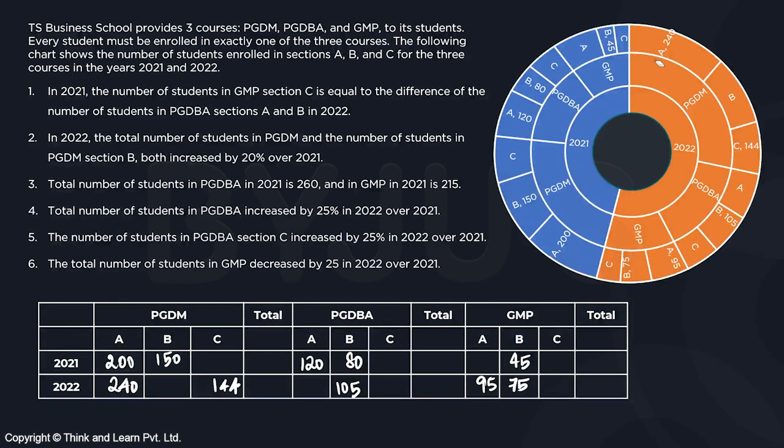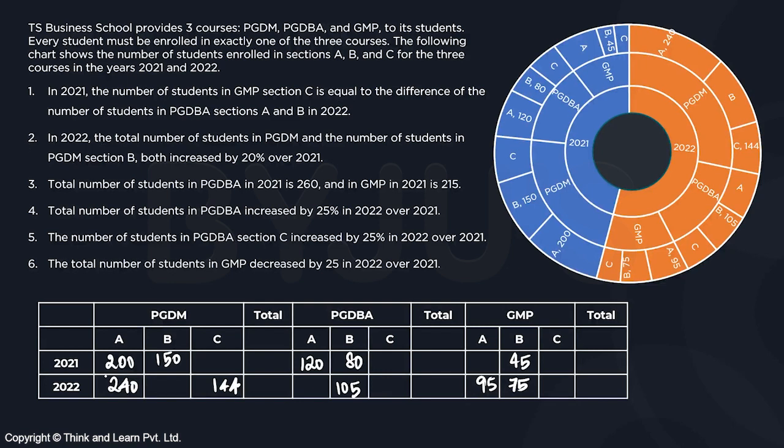Let's erase. Okay. So if you look at 2021, we have got 120 and 80 students. If we look at the first statement, in 2021, the number of students in GMP section C is equal to the difference of the number of students in PGDBA sections A and B in 2022. We don't know these values, so we can't do anything about this. Let's look at the next one now.